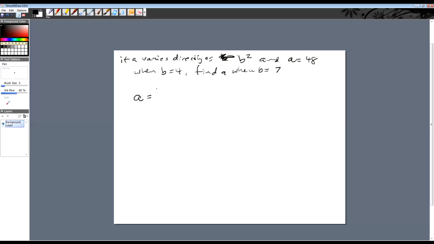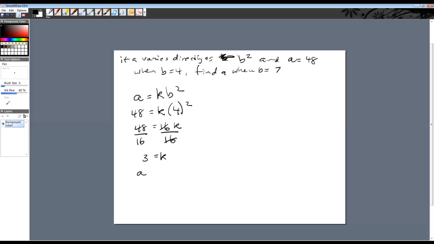So here's the formula. A equals K times B squared. Then we plug into the equation: 48 equals K times 4 squared, which is 16. So 48 equals 16 times K. Find out what K is by dividing both sides by 16. So K equals 3. Remember, we divide both sides by 16 so that we isolate the variable by itself. And if you divide both sides by the same number, you haven't changed the solution set. So 48 divided by 16 is 3.